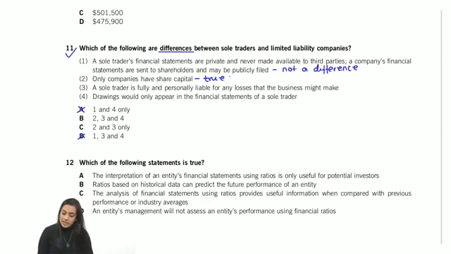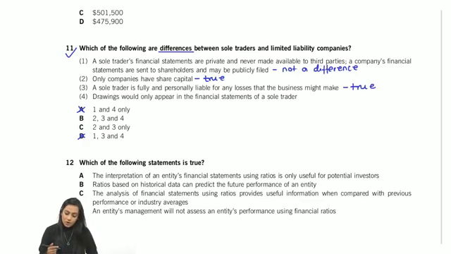A sole trader is fully and personally liable for any losses that the business might make. This is true because it means that the sole trader and the business are the same entity, whereas the shareholder and the company are not the same entity.